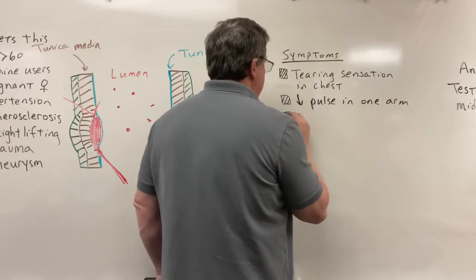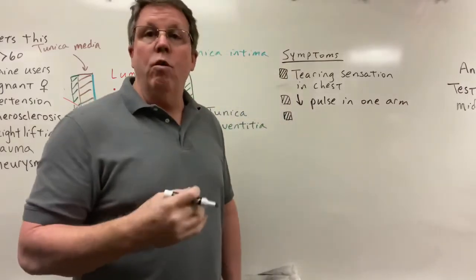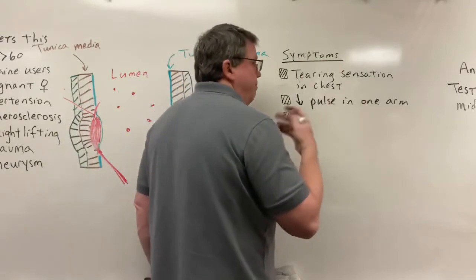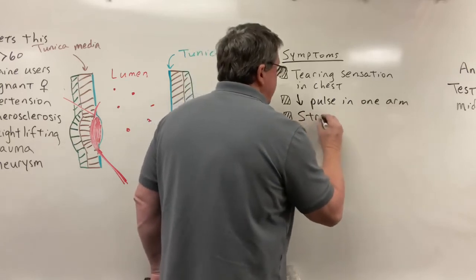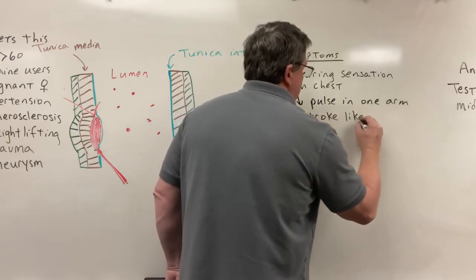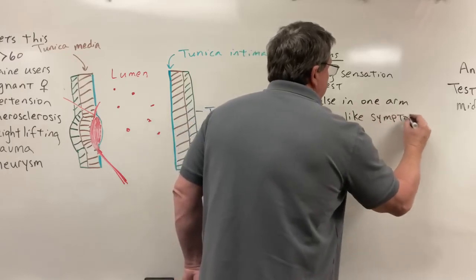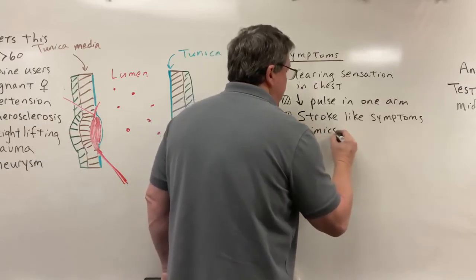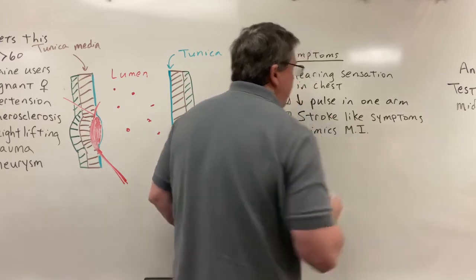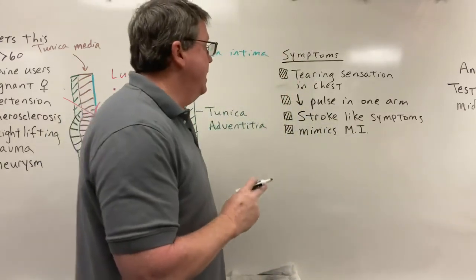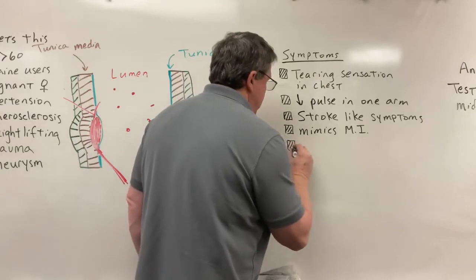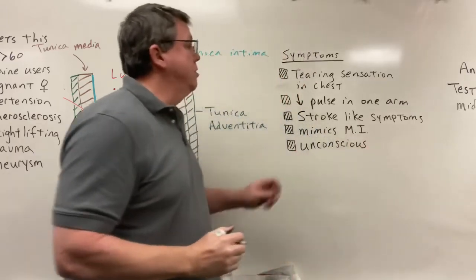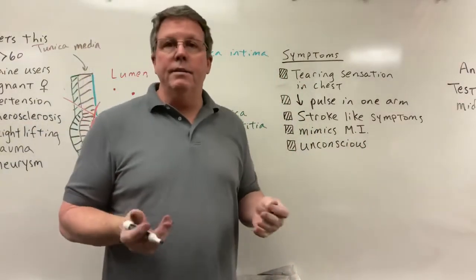All right, the other thing that can happen too is it may mimic a stroke. People may have loss of vision. They may have loss of speaking. So I'm going to put stroke-like symptoms. All right, and I'm also going to put, and this is kind of obvious, it mimics a heart attack. Okay, and we call a heart attack an MI, or myocardial infarction. Okay, the other thing that can happen is the person may become unconscious. All right, so the person may become unconscious. So that's some of the symptoms from this, and then it is a life-threatening condition.